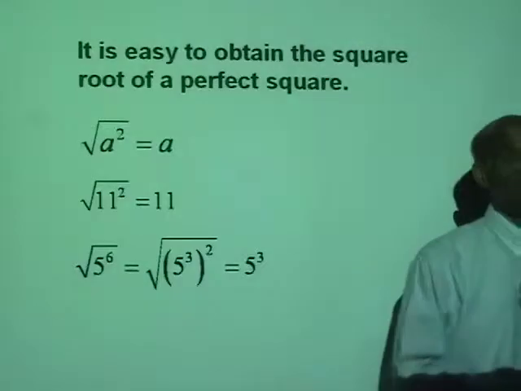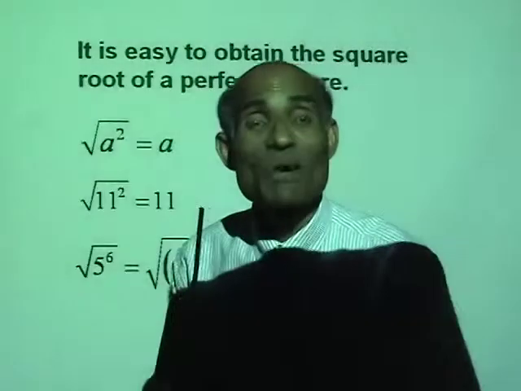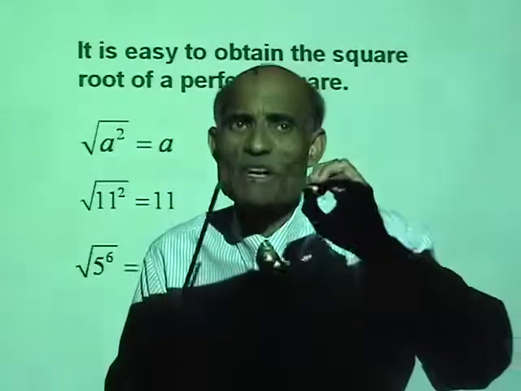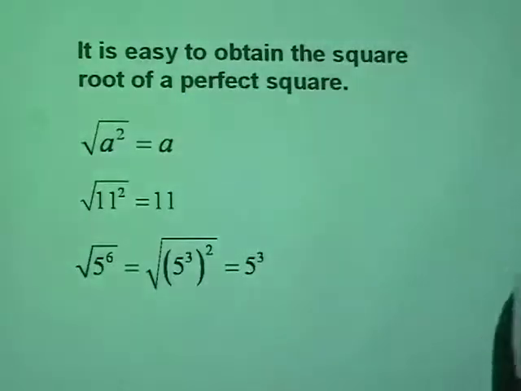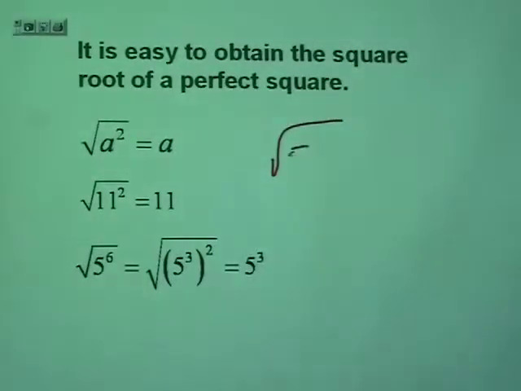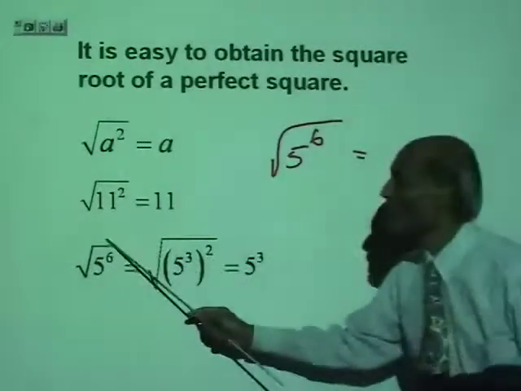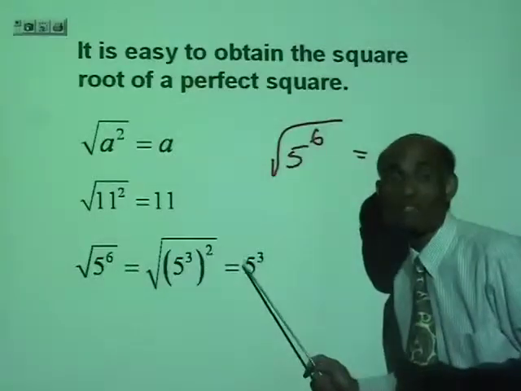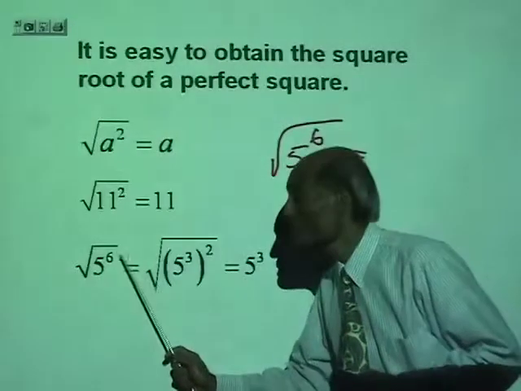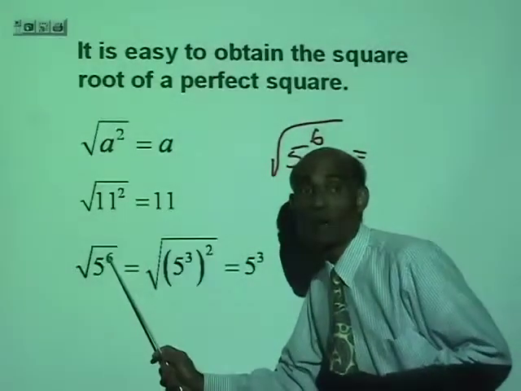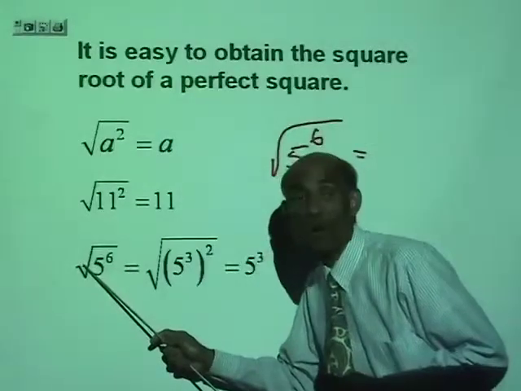Now watch this. I'm going to show you a very easy way to find the square root of a number written in the exponent form. Now, what is the square root of 5 to the power 6? You just found that it is 5 to the power of 3. Now how did you get that 3? All you need to do is divide the power by 2. Why the 2? Square root.